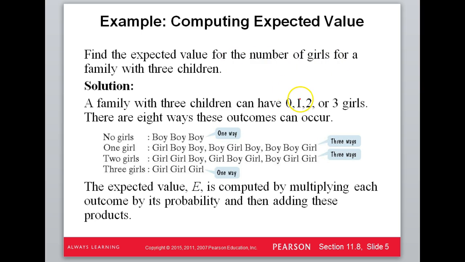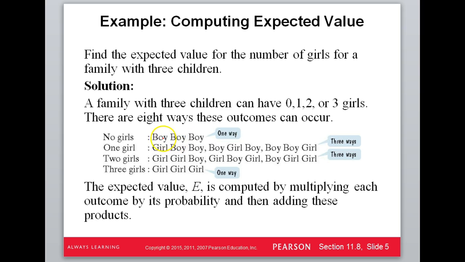So they could have 0 girls, 1, 2, or 3. Well, how many ways can they have 0? One way. How many ways can they have 1? 3 different ways. So they could have one girl first, the girl in the middle, or the girl last. How many ways can they have 2? Well, now you just kind of switch roles. They can have the boy last, the boy in the middle, or the boy first, and that would leave 2 girls. And then there's only one way they can have all 3 girls.